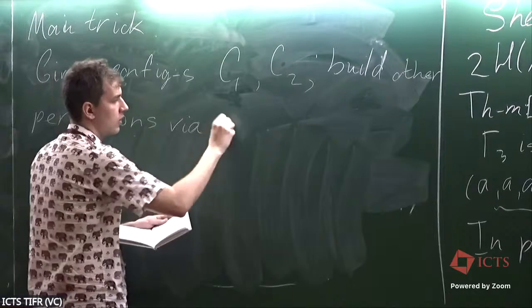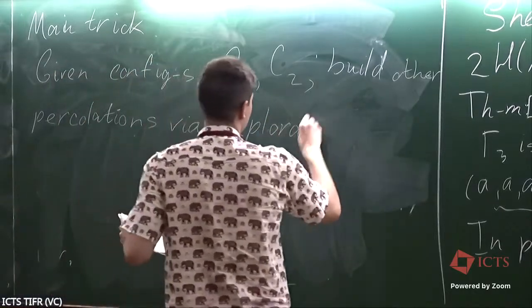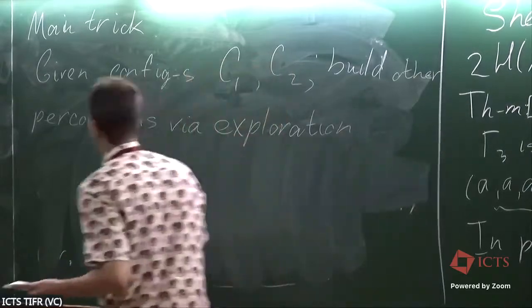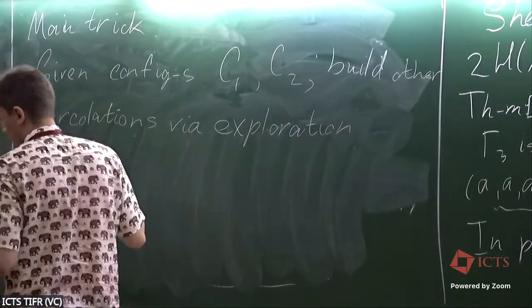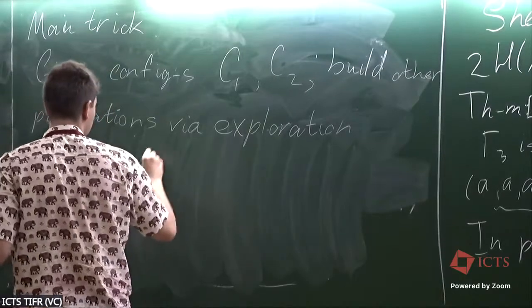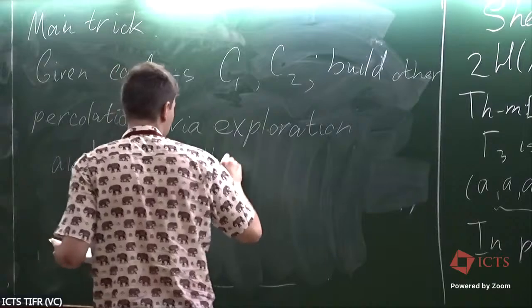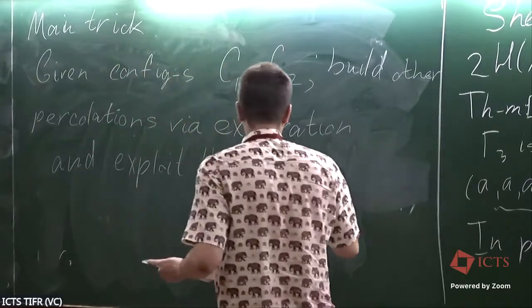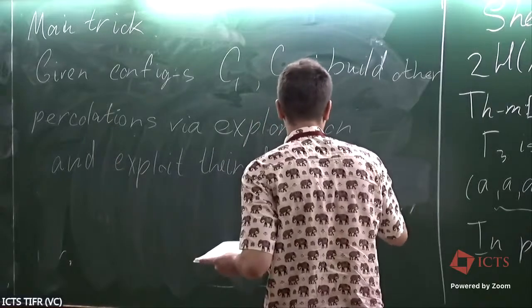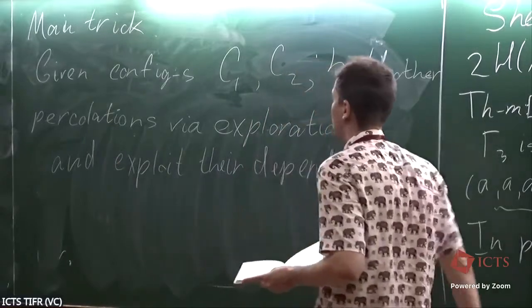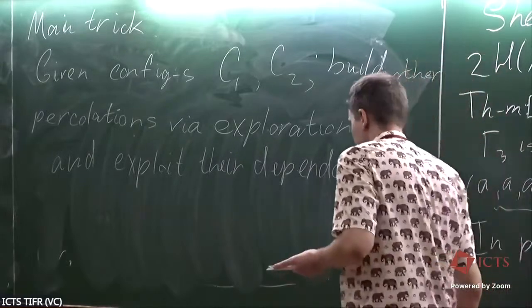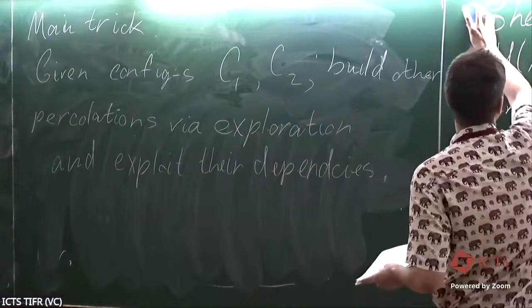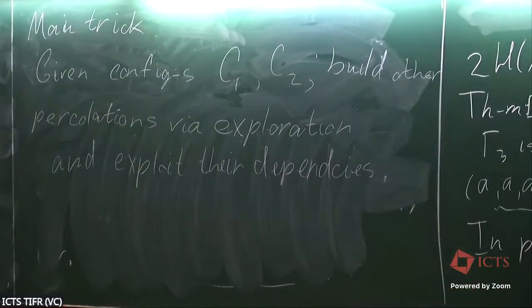So you do it via exploration, and then you can exploit their dependencies. And also optionally apply Harris-Fortuin and BK inequality here as well. So this main trick gives you, okay, while we're at it, remember the visual part of Shearer's inequality because I'm erasing it, and I will have an inequality which looks like this.